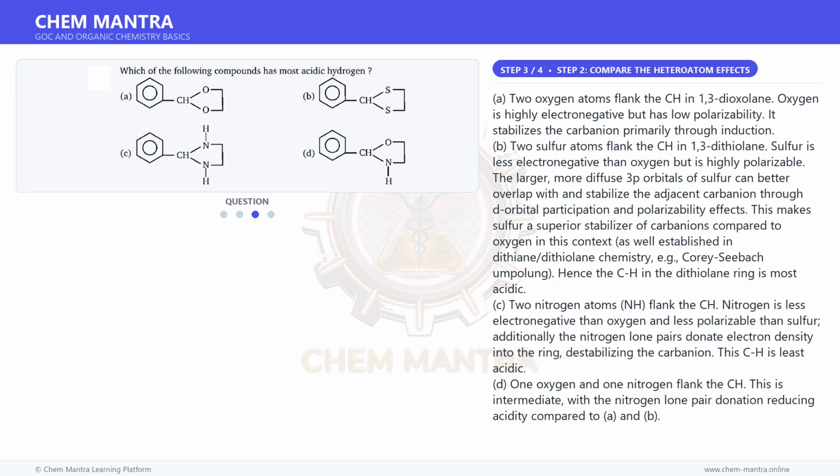Moving on to the next step. A. Two oxygen atoms flank the C-H in 1,3-dioxolane. Oxygen is highly electronegative but has low polarizability. It stabilizes the carbanion primarily through induction.